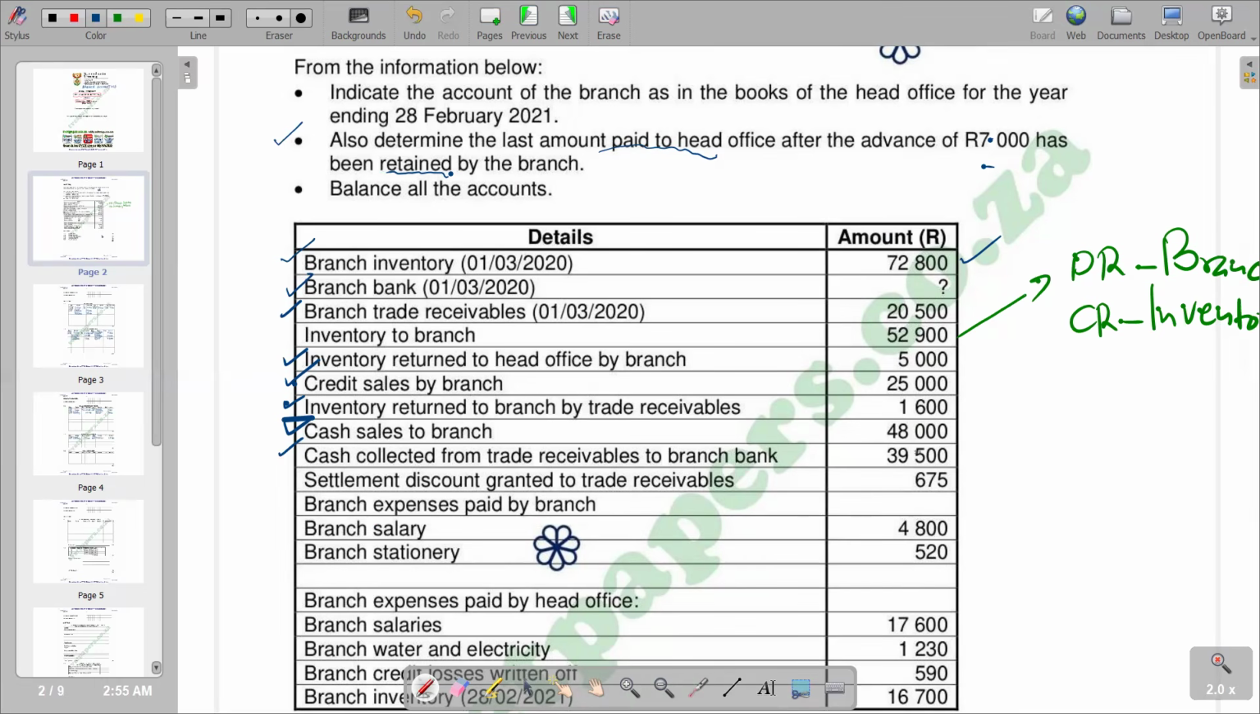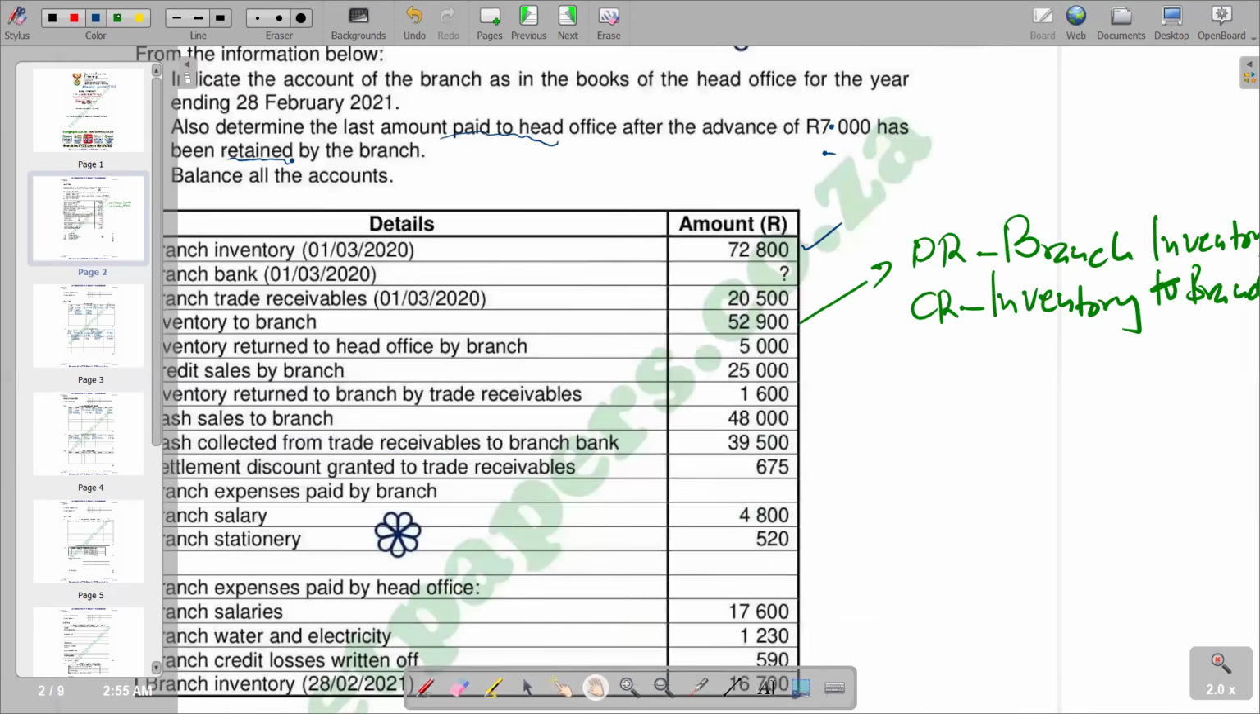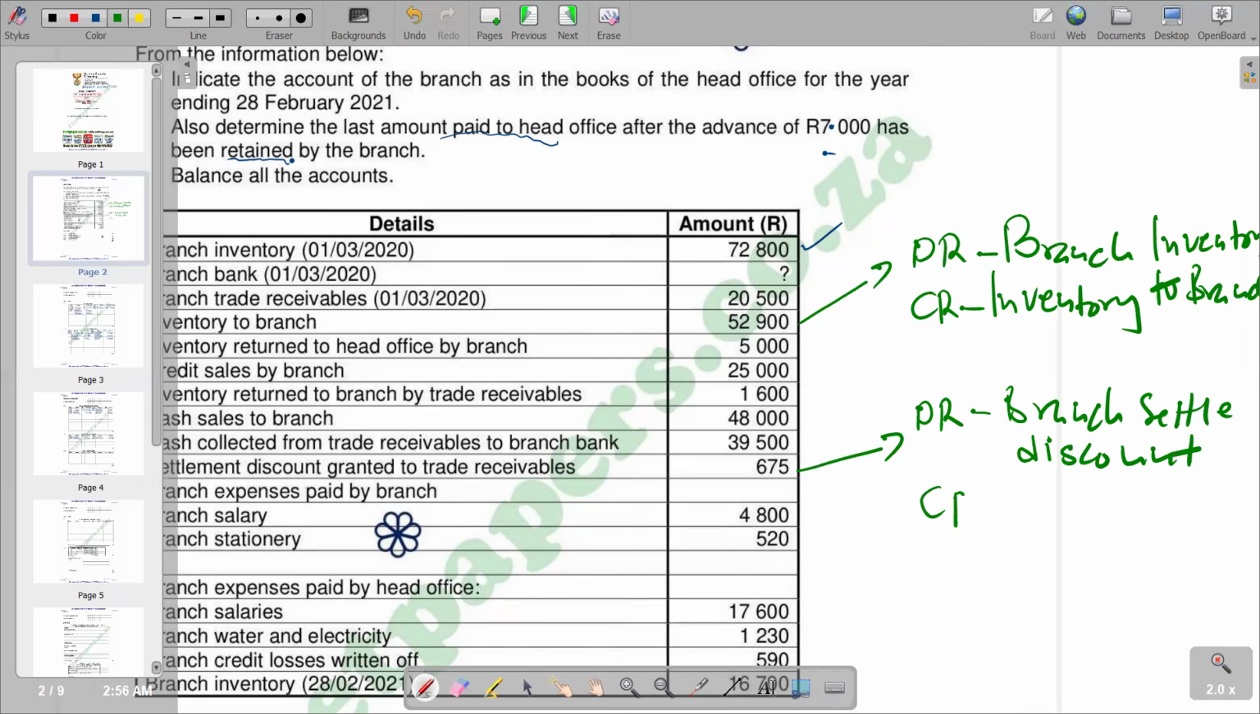So we can just check how we are going to go about that double entry. How should we have our double entry on settlement discount granted to trade receivables? We are going to debit the branch settlement discount. So we debit branch settlement, branch trade receivables.